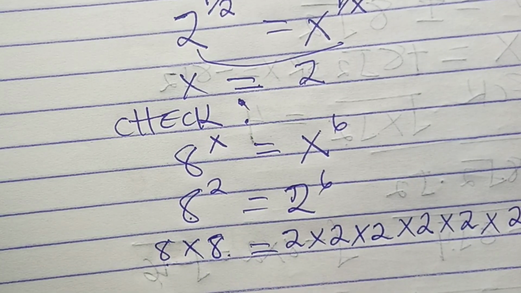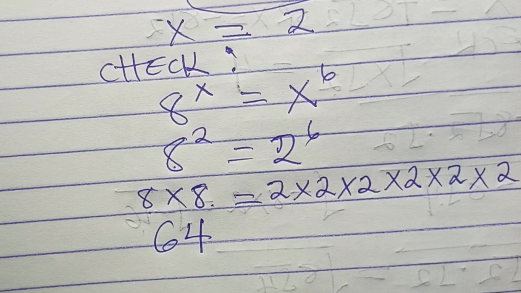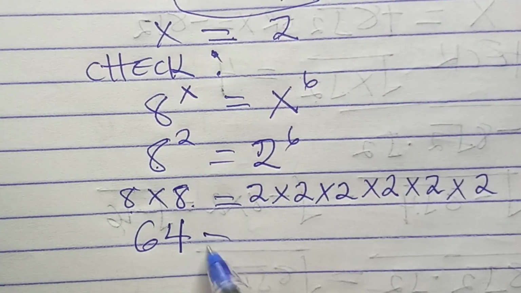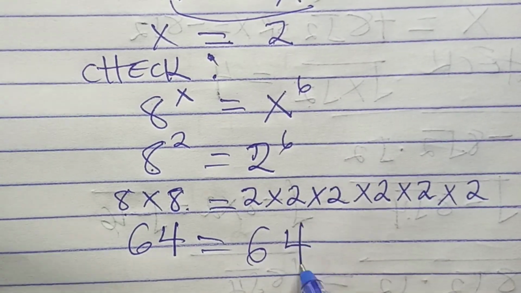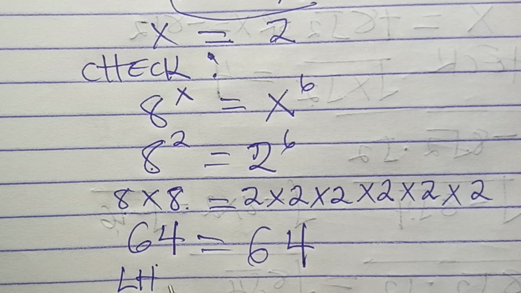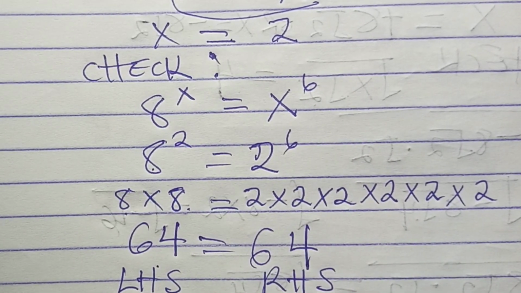So 8 times 8 is 64. And 2 times 2 times 2 times 2 times 2 times 2 is 64. So left hand side equals right hand side. So the equation is correct.